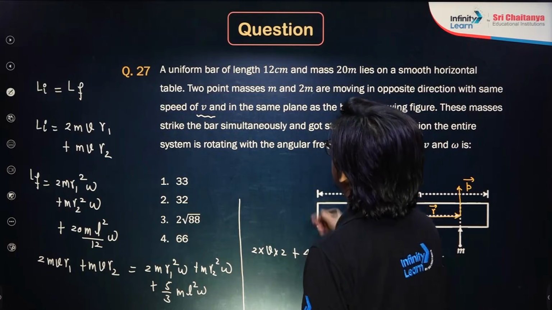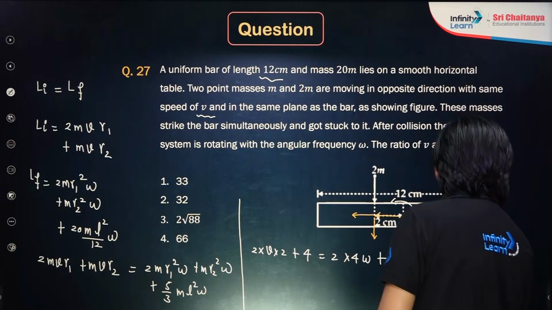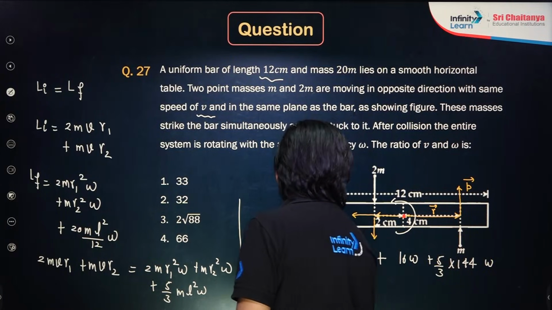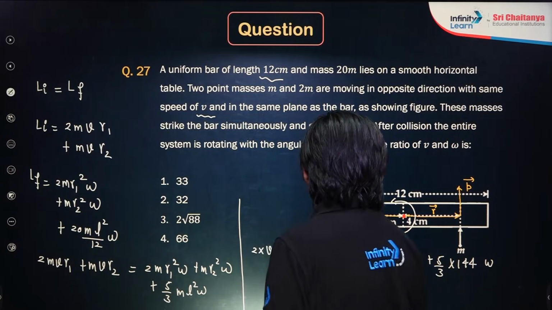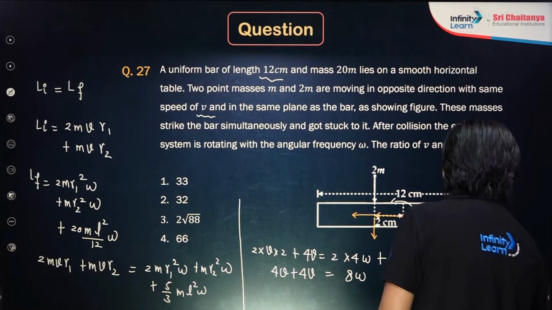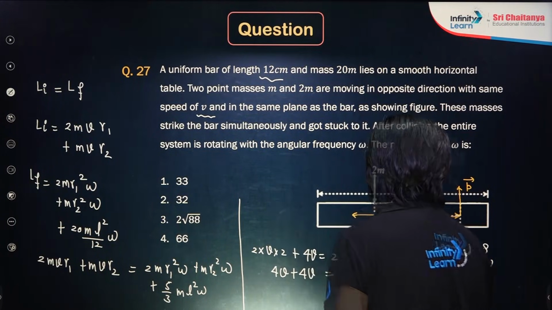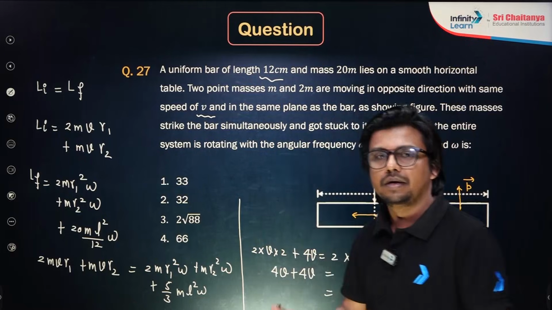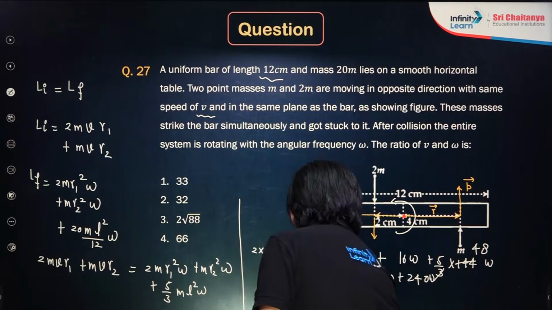Okay, so the length of it is given as 12. If you make a square of it, that is 144. So 144 into omega. Let us see now. So 4V plus 4V, that is equal to 8V. Omega, this will give me 240. So 8 omega plus 16 omega plus 240 omega. If you add them, so 240 plus 16 is 256 plus 8, which is 264 omega. That comes out to be 8V.